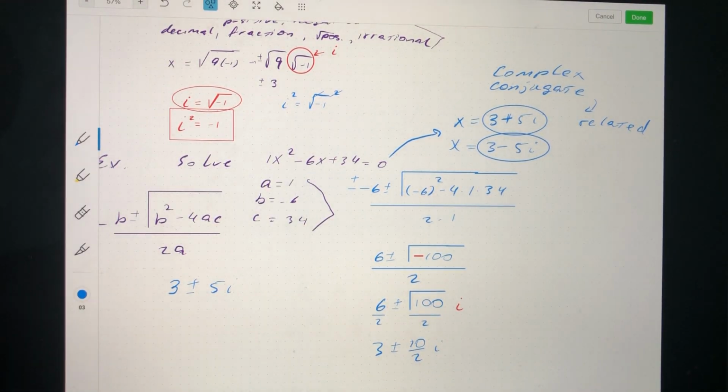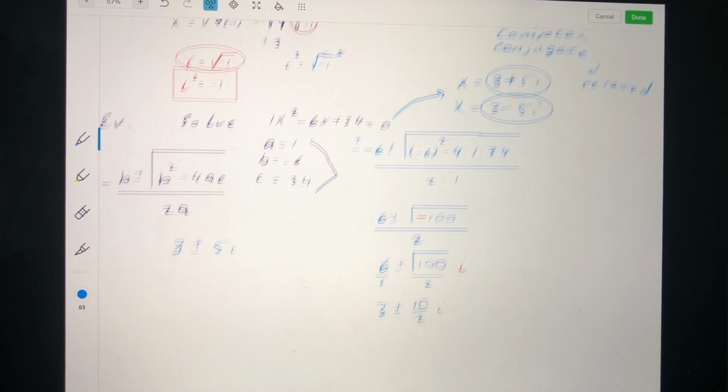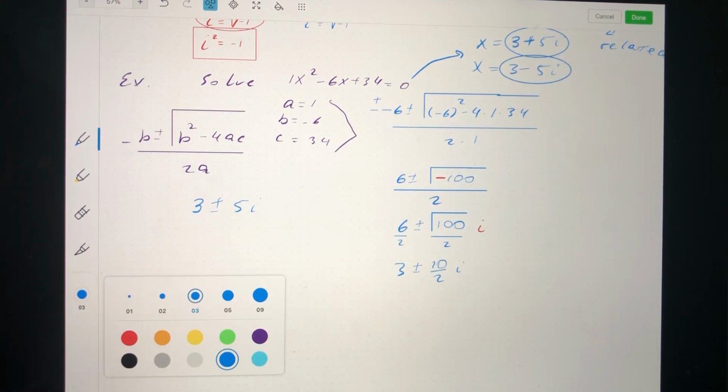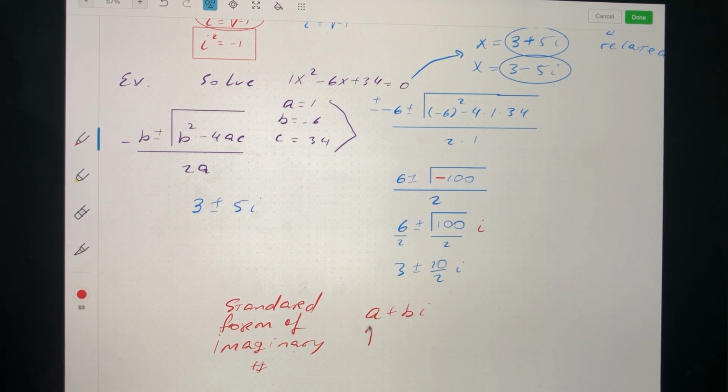And that's it for this video. The only thing that we can mention is that this form that the calculator had us use, a plus bi, is called the standard form of an imaginary number. The number without the i is called the real part, and the number with the i is called the imaginary part.